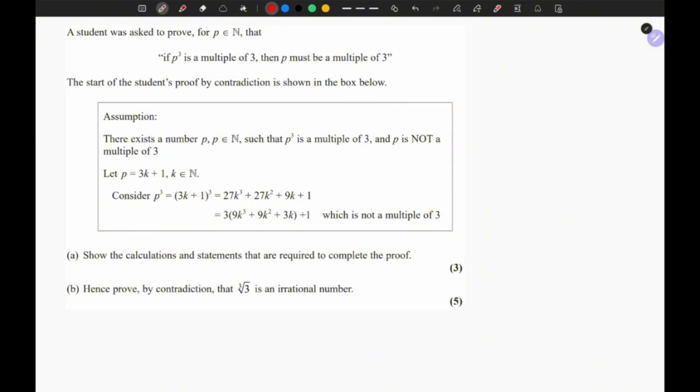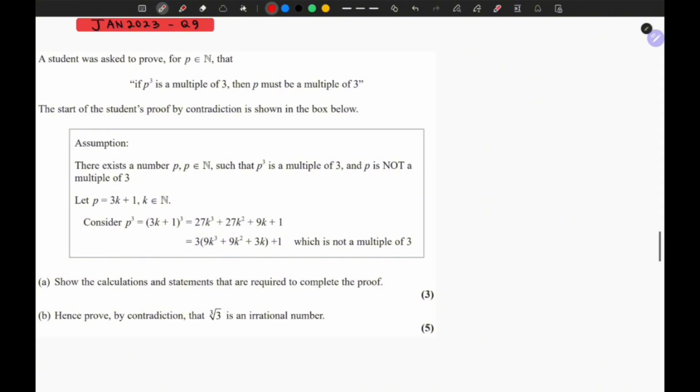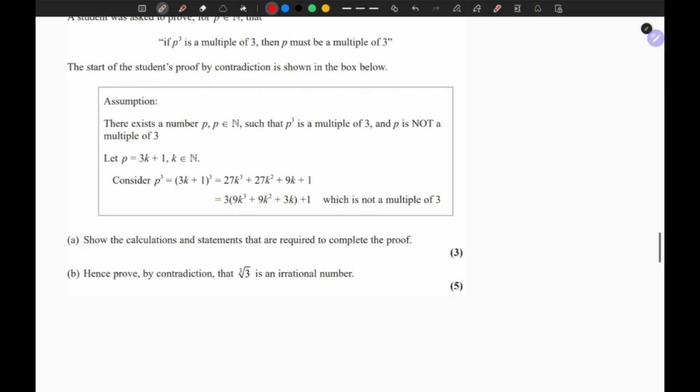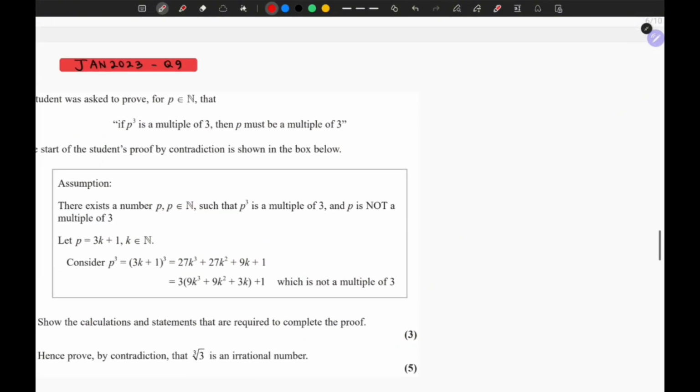So let p equal 3k plus 1. They have said that p equals 3k plus 1. That was for 3k plus 1. Now, they did not do another calculation. I mean, this calculation is not necessary, but for this proof, it's necessary, because there are 3 marks for the calculation.